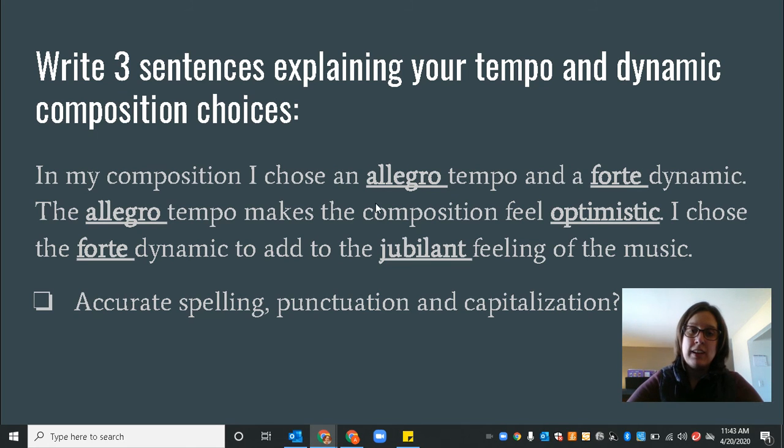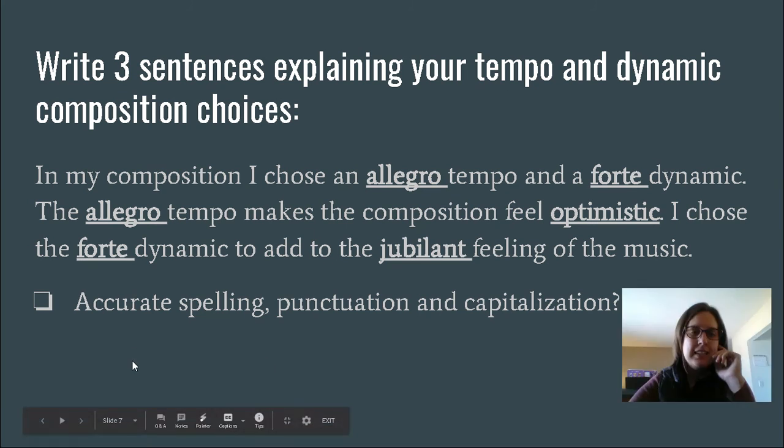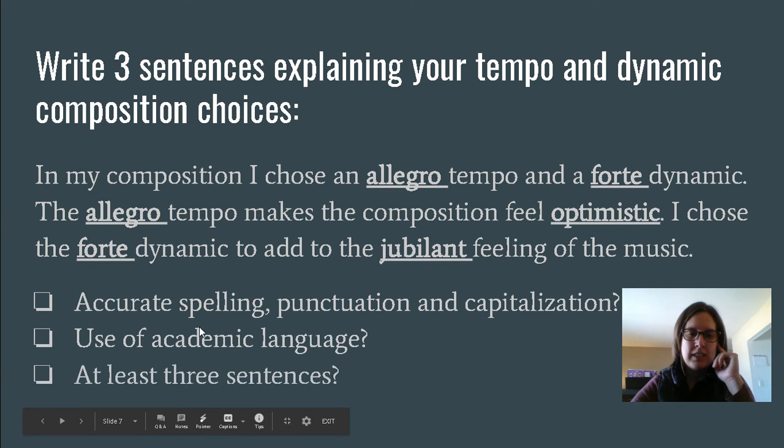So again, I've underlined and bolded this academic language I'm using. I make sure I've got capital letters and periods. And I can think to myself, did I have accurate spelling? I sure did. Did I use academic language? I did. And did I have at least 3 sentences? Check, check, check. So when I can check all those 3, I can turn in, hopefully like you just already did. If you already turned yours in and you're looking like, oh, shoot, I missed one of these, you can go back and change it. So please do that.